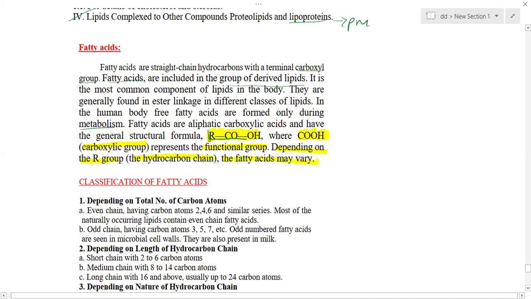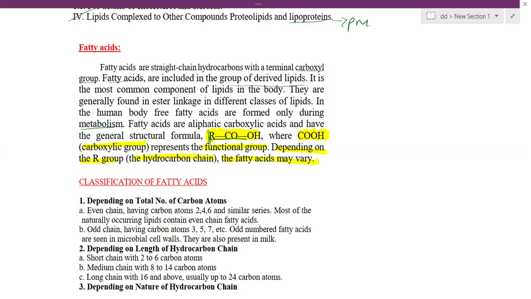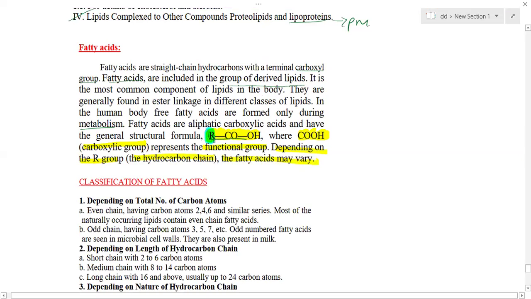So this R group, from this R group the different fatty acids vary. Here in the R group, CH3 may come or CH4 may come, like that. Okay, it will change. But you don't need that much of knowledge to clear this. Only in this chapter. In this concept, the last type of fatty acids, types of lipids.